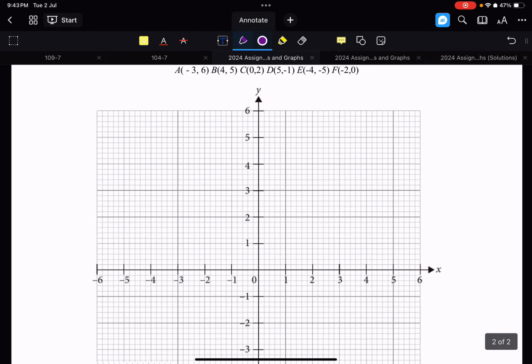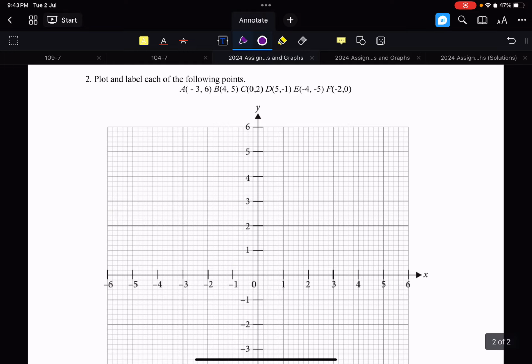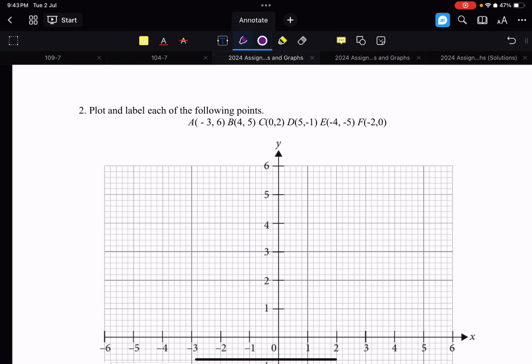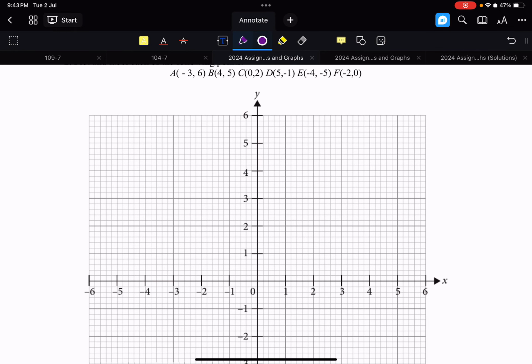Second page, this time round, the points are not plotted and you are tasked to plot them. So let's look at the first one. Point A is negative 3, 6. So negative 3, 6 will be over here. So this is point A. Point B is 4, 5. So 4, 5 is going to be right there. So label it properly. This is B.